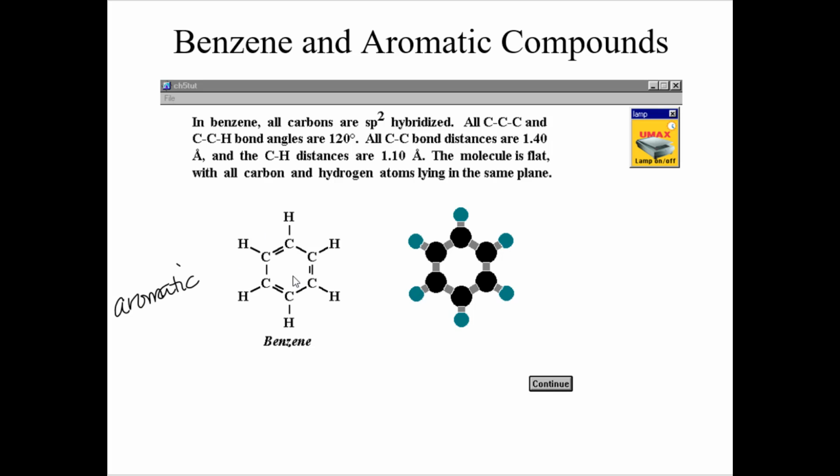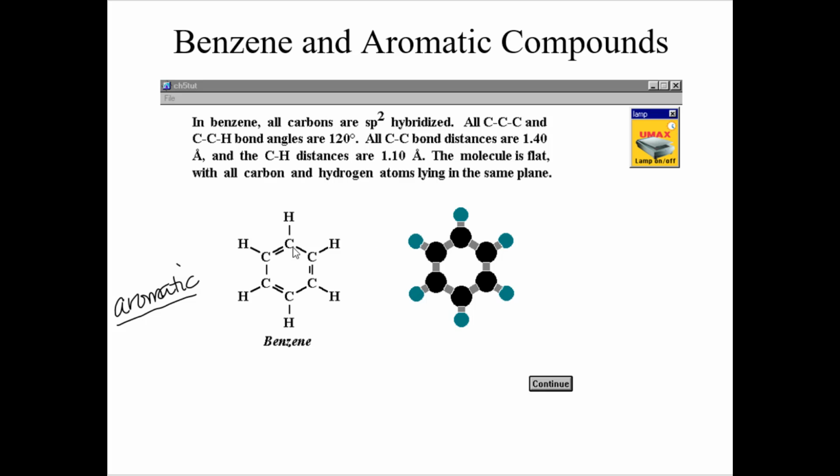In this case, the term aromatic has dual meanings. Benzene ring compounds tend to have a particular, not fragrance, but they have an odor, so they could be called aromatic that way. But aromaticity is going to mean something else in a few minutes. It's going to mean superstability.